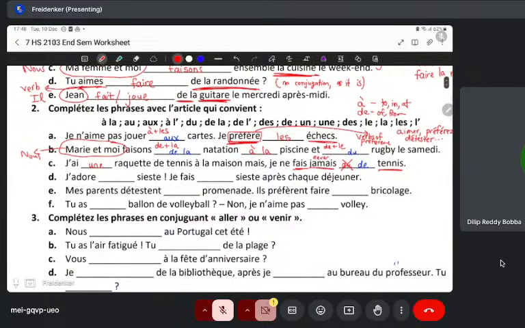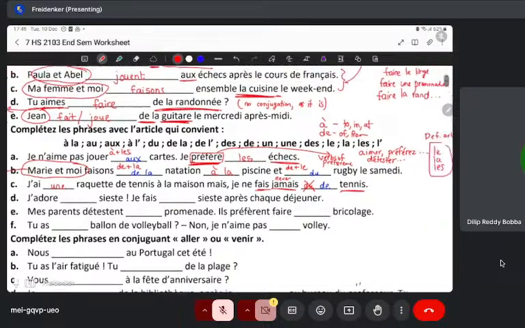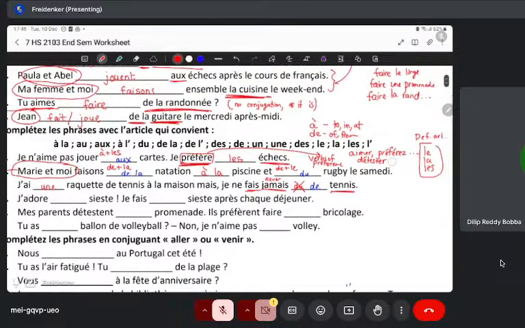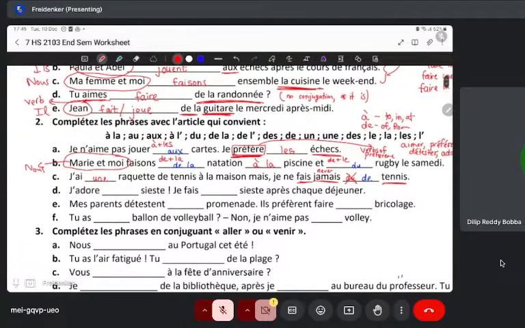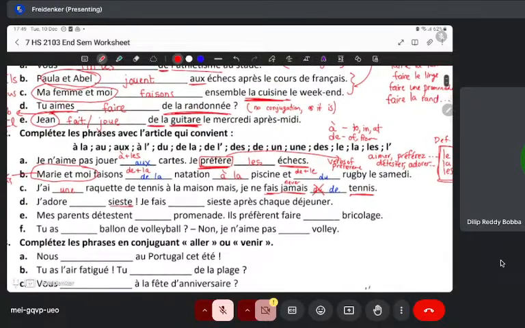Fourth question. J'adore. Okay. Verbs of preference: aimer, préférer, détester, adorer. If you find these words, the next thing you're supposed to do is put any of these articles with respect to whatever is there. So here, sieste is there. It is feminine. So j'adore la sieste.